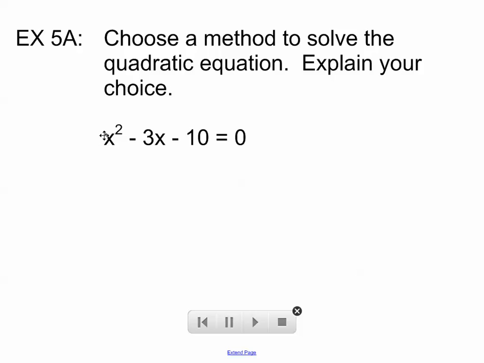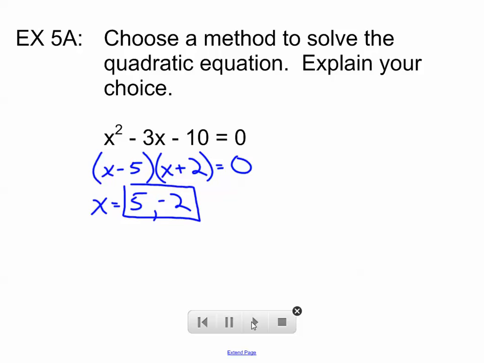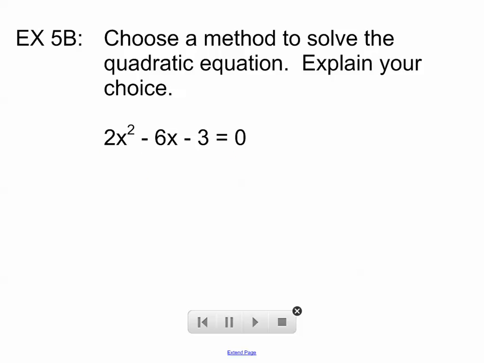Okay, well, first thing, lead coefficient's 1. I want to look for factors of -10 that add up to -3. -5 and +2. This is very easily factored. So factor it, and then use the zero product property to get your solutions. I mean, definitely, if the lead coefficient is 1 and it's factorable, I'm going to use factoring. Forget all that completing the square stuff.